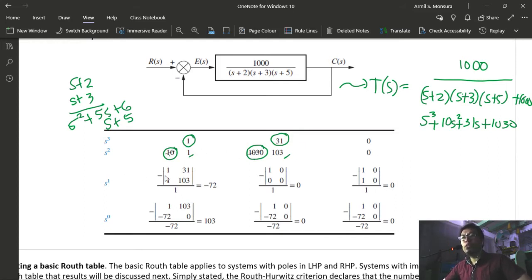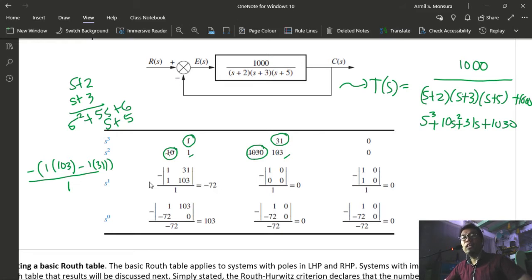Okay. So, now we compute ito. As 1 times 103. Ito that becomes negative, 1 times 103 minus 1 times 31 divided by 1. Ito yun. So, that's 103 minus 31. That's negative nun. That's divided by 1. That should be negative 72.